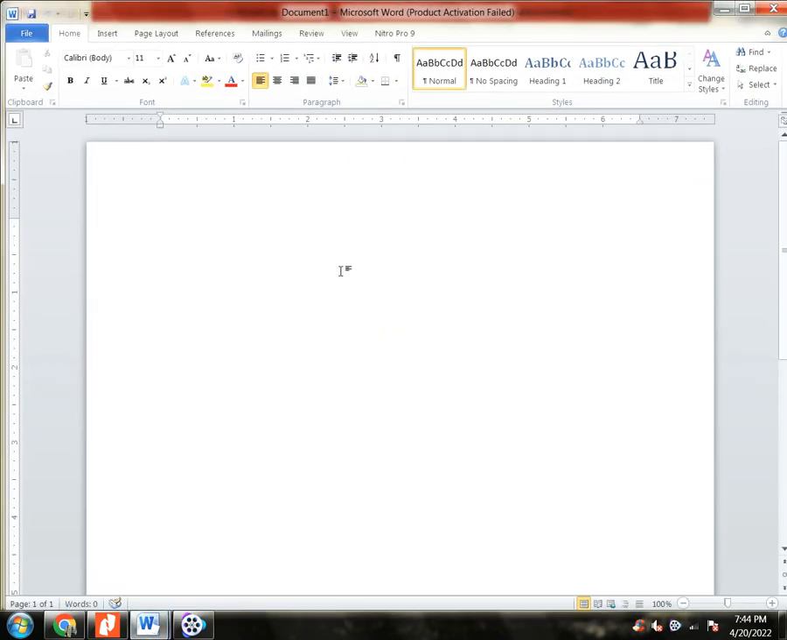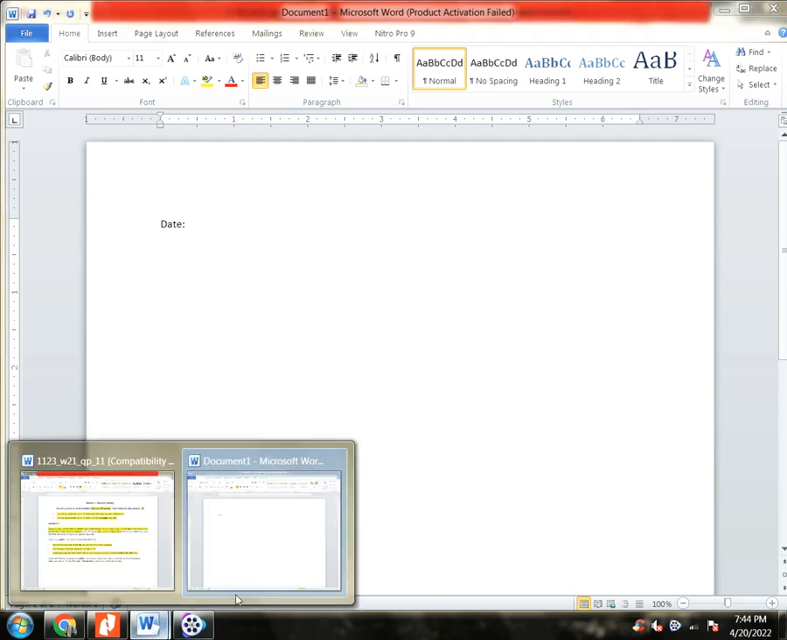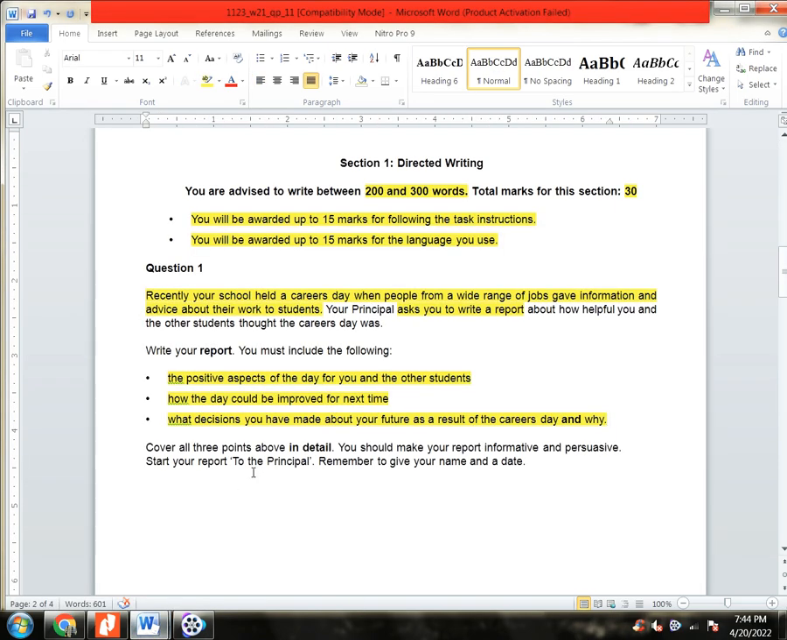So you've got your page in front of you, and obviously your work will be handwritten, not typed. So you start from the margin, write the date, whatever the date is of the day that you wrote the report. Let's just go back to the paper. The paper probably said to start your report. Let's complete the reading. So cover all 3 points in detail. You should make your report informative and persuasive. Start your report to the principal. Remember to give your name and a date.